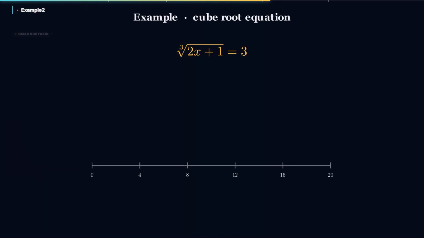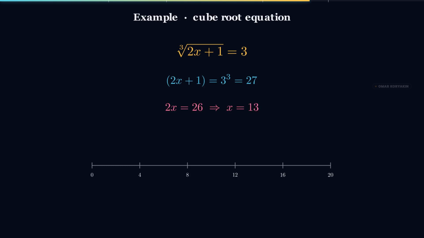Example 2. Solve the cube root of 2x plus 1 equals 3. Cube roots are odd index radicals, so the procedure is the same, but no extraneous solutions can sneak in. Cube both sides. The cube root and the cube cancel on the left, leaving 2x plus 1. The right side becomes 27. Solve. 2x equals 26 gives x equals 13.